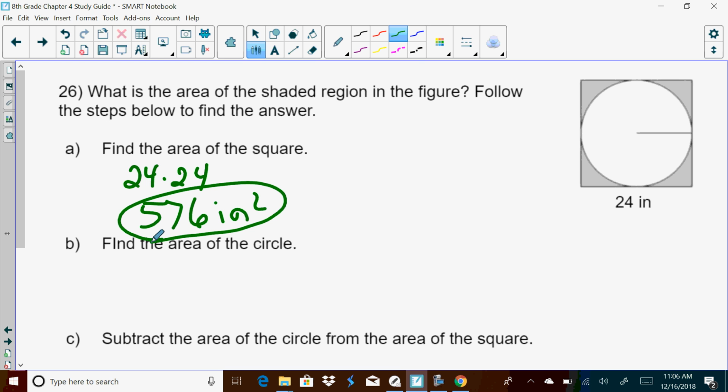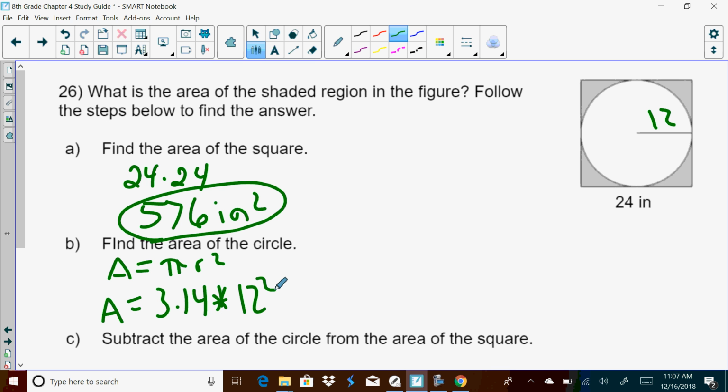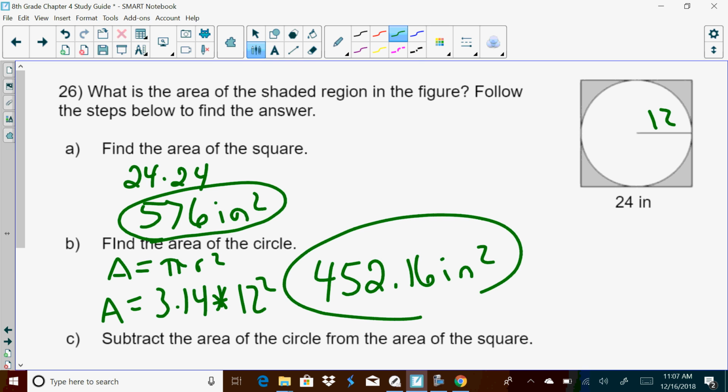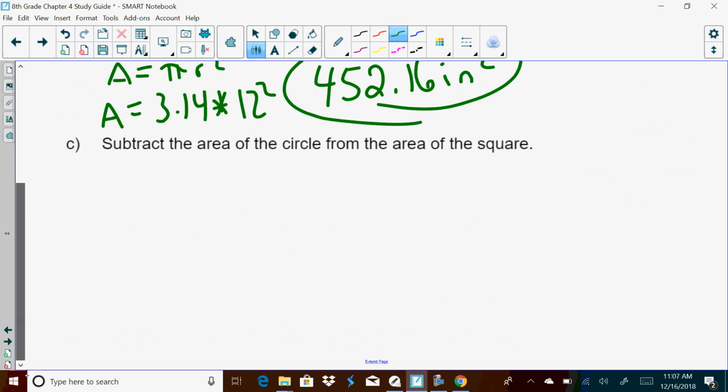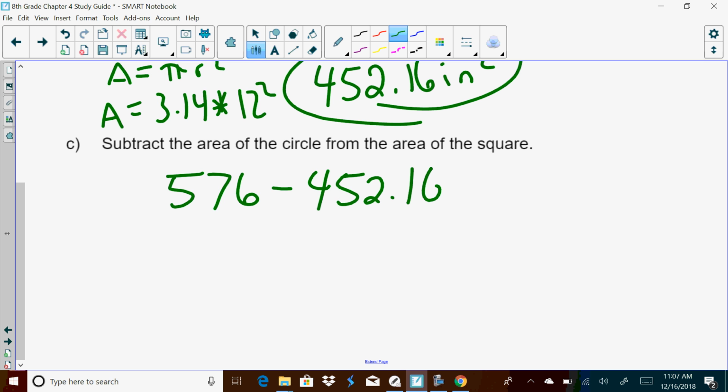For B, I'm going to use area equals pi times radius squared. The radius is 12 because all the way across would be 24. So I do 3.14 times 12 squared, which is 452.16 inches squared. And then in the last part, I end up subtracting them. So I do 576 minus 452.16, which is 123.84 inches squared.